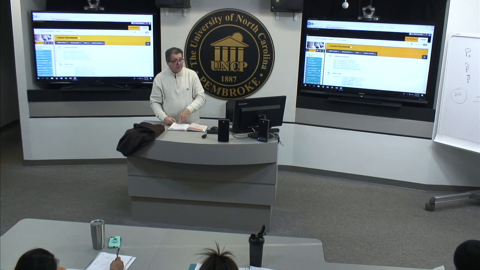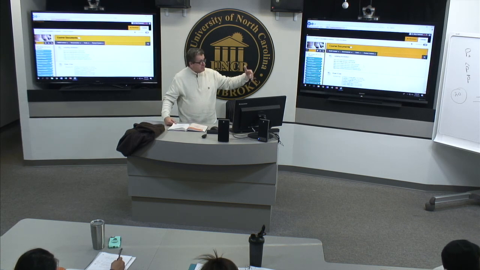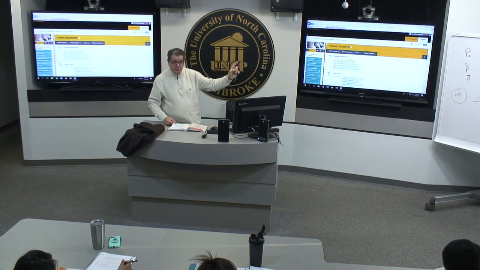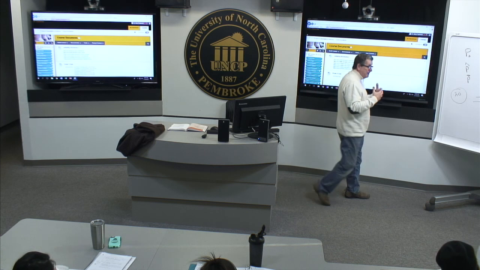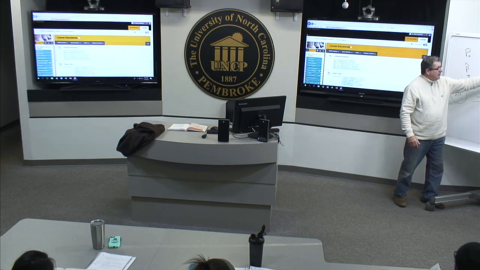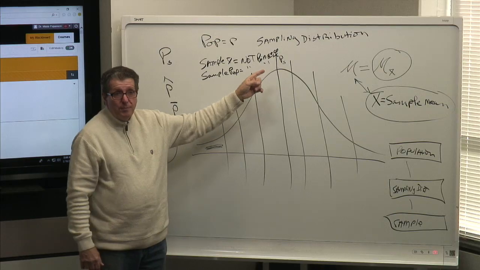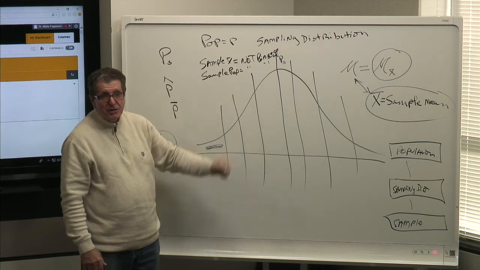So ultimately, whatever the sampling distribution produces as the average income, because of the central limit theorem and the mathematics and the laws of probability, whatever this ends up being, it will be equal to the population parameter.